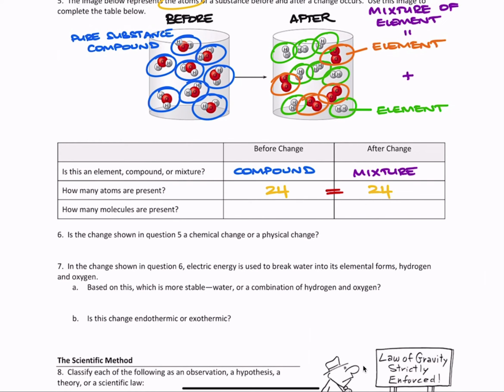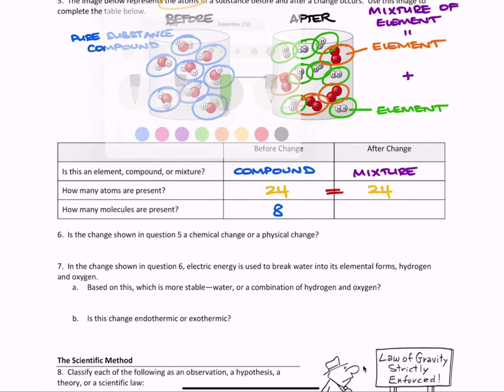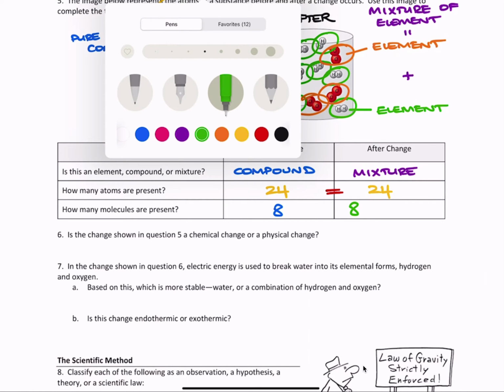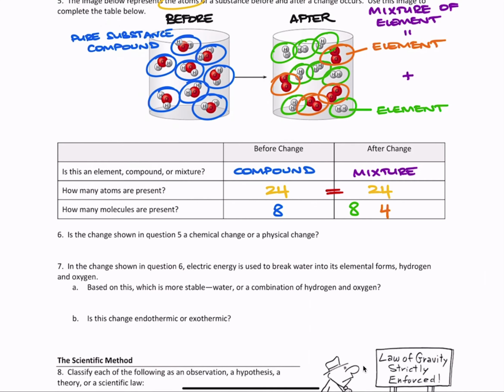Then you're asked to figure out how many molecules are present. So a molecule, okay, represents a group of atoms. So how many groups of atoms do we have before? So let's take a look at how many blue circles I have. And if we count, we have 8 blue circles. On the other hand, on the right side, how many green and orange circles do I have? And if I combine, I have 1, 2, 3, 4, 5, 6, 7, 8 green circles. And I have 1, 2, 3, 4 orange circles. Therefore, I have a total of 12 molecules on the right side.